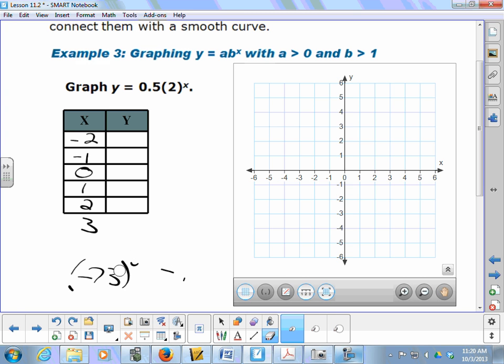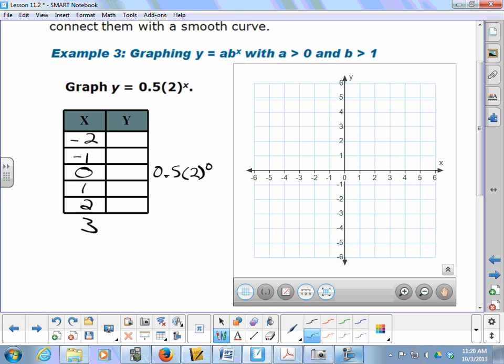All right, so we're going to start here at 0. So I'm going to do 0.5 times 2 to the power of 0. And what's 2 to the power of 0? 1. So that means 0.5 times 1, which is 0.5. Okay, so this is 0.5.